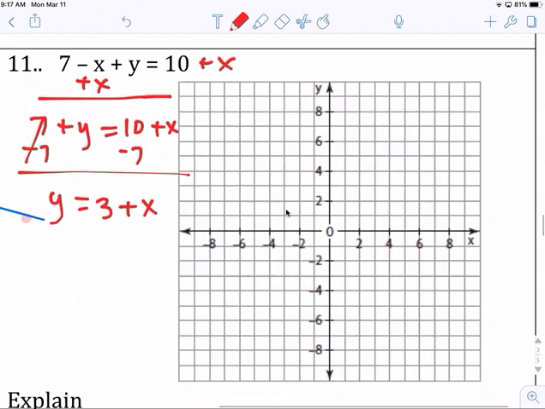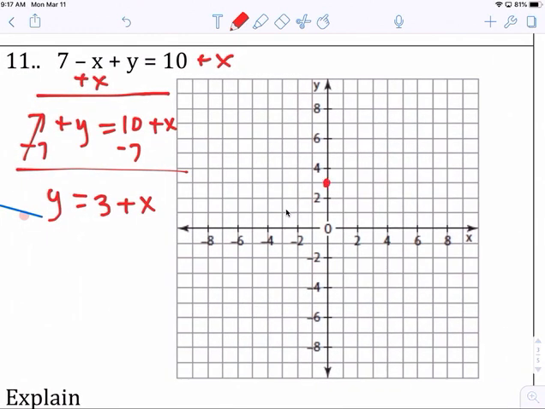So let's graph that. At 3, you go up 1 over 1, right? That's your rate of change, or another word is slope. Go the other way, it's also rate of change. You need to remember that. It's really important. Graph that right there.